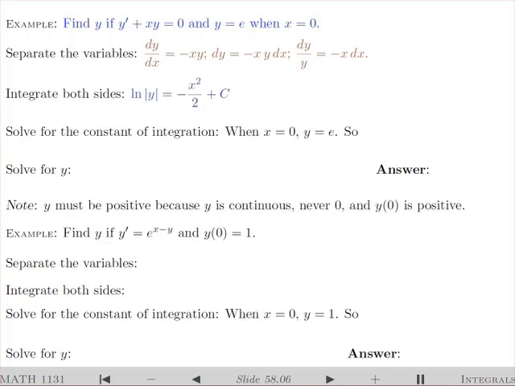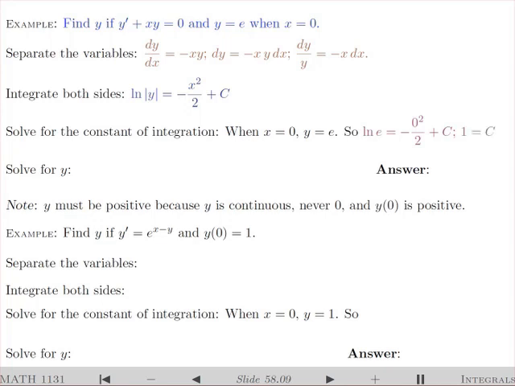It's enough to put the constant of integration on one side, so I just put a c on the right-hand side. Next, we want to solve for c by using the given initial value. When x is 0, y is e. Plug those in here. Ln of absolute value of e is just ln of e, and that's 1. On the right-hand side, I have negative 0 squared over 2 plus c, which is just c. So c is equal to 1.